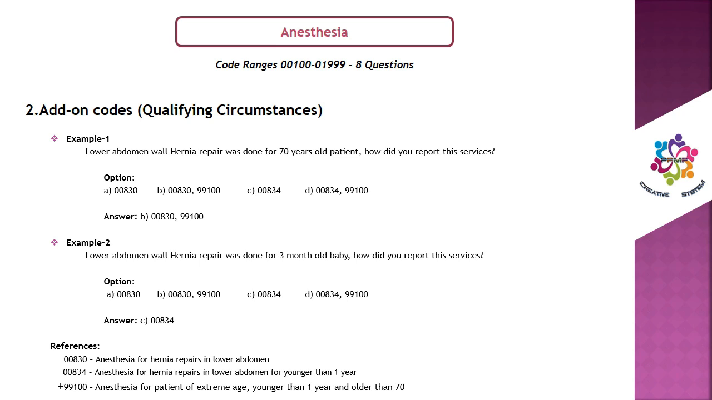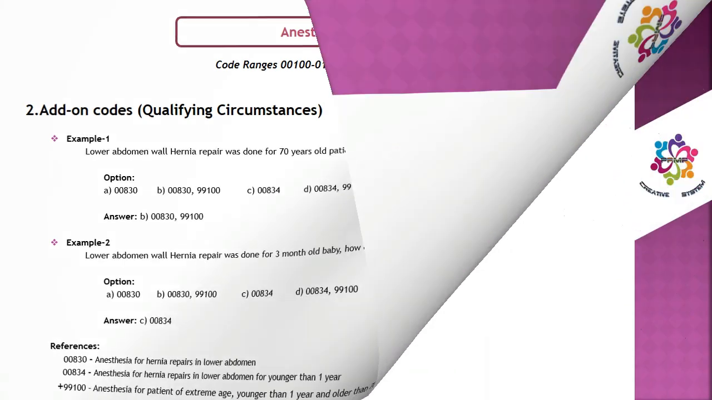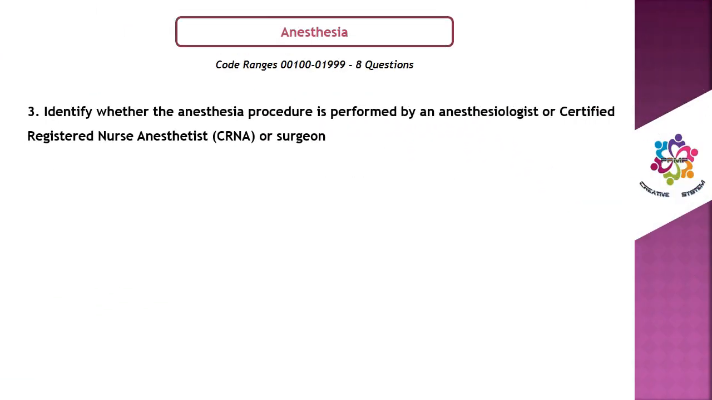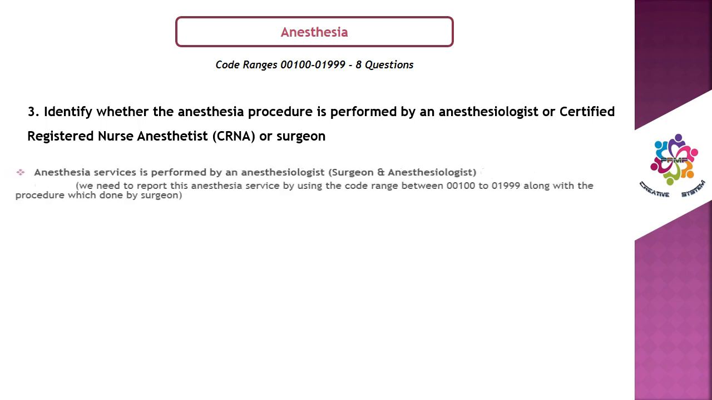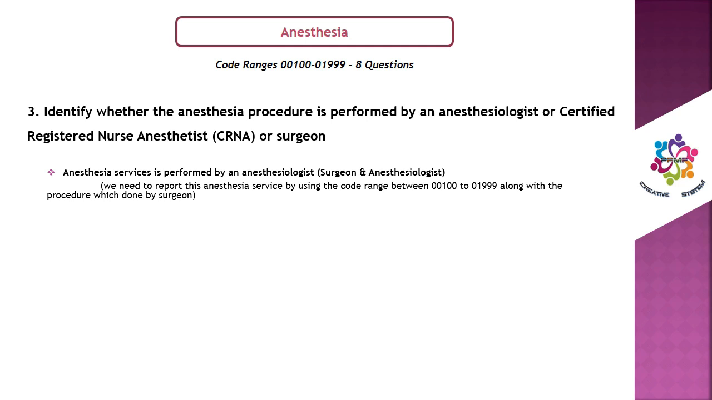The codes are 00834. Now we are going to see the third main criteria: identify whether the anesthesia procedure is performed by an anesthesiologist, or certified registered nurse anesthetist, or surgeon. Number 1. Surgeon versus anesthesiologist combination, where the anesthesia service is performed by an anesthesiologist. In this case, we need to report this anesthesia service by using the code range between 00100 to 01999 along with the procedure which is done by the surgeon.